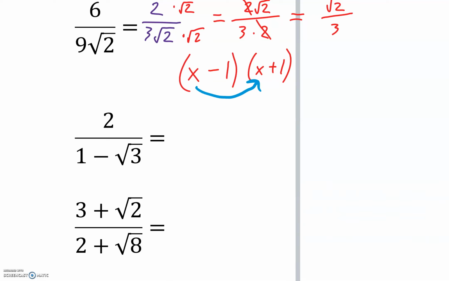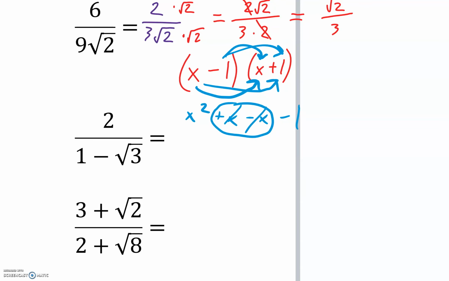So x times x is x squared, right? X times 1 is plus x. Then minus 1 times x is minus x. And minus 1 times 1 is minus 1. So here you can notice that our middle terms both cancel. And so we're just left with our outside 2 terms.